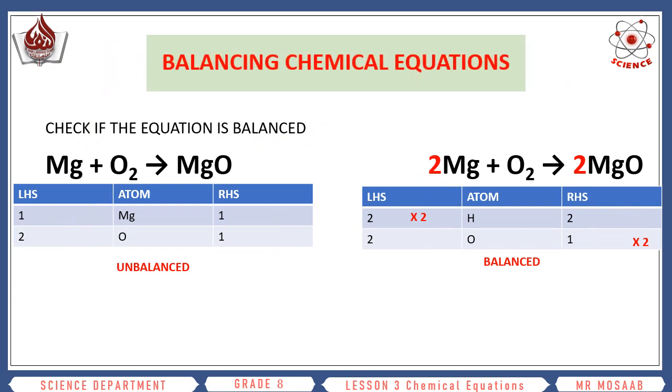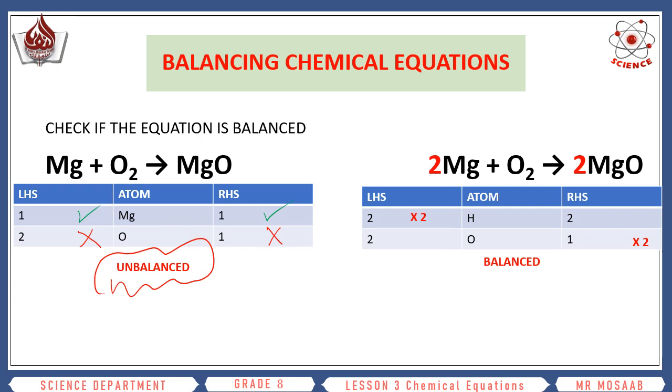Another equation, Mg plus O2 produces MgO. Now how many magnesium atoms before the reaction? 1. After the reaction in the products also 1, so it is correct, they are equal. But for oxygen we have 2 oxygen atoms in the reactants and only 1 in the products, so they are not equal. It's an unbalanced equation.